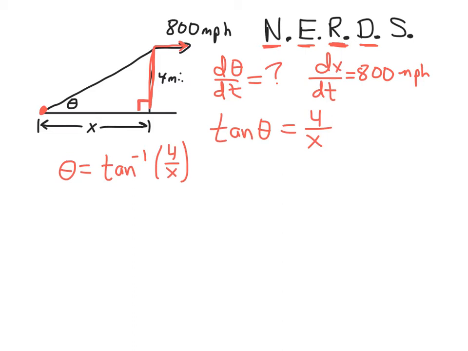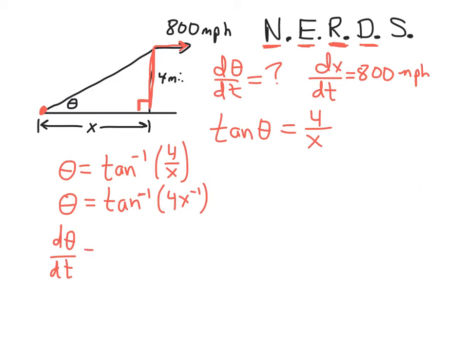In order to take the derivative of something like this, anytime I have a fraction like 4 over x, I first like to rewrite that in just a different format. I'll rewrite that fraction as 4x to the negative 1. So that's a simpler derivative to take. So now d theta over dt is what I want. And I notice this is not a derivative with respect to x. It's a derivative with respect to theta.